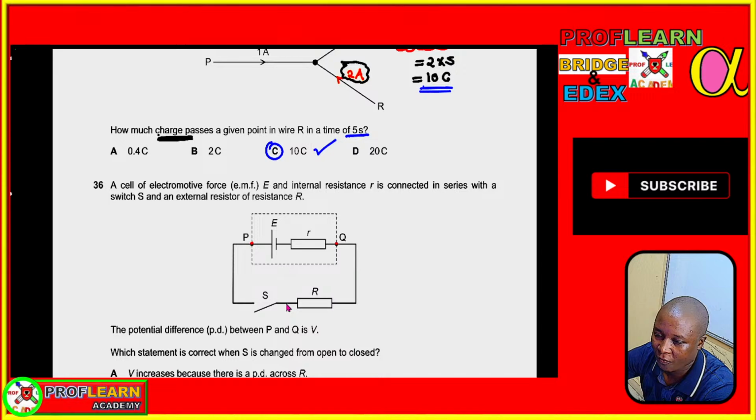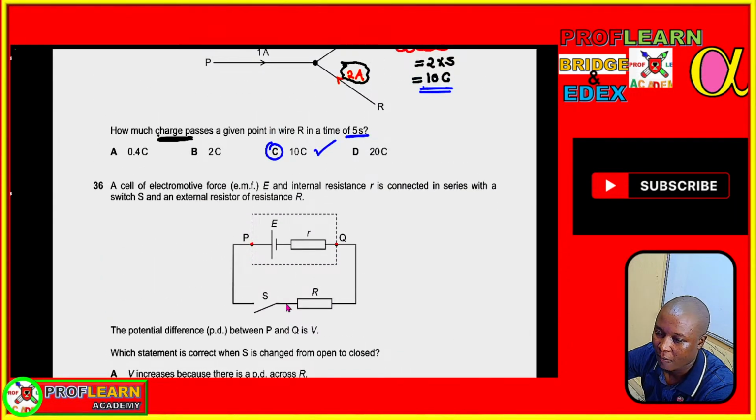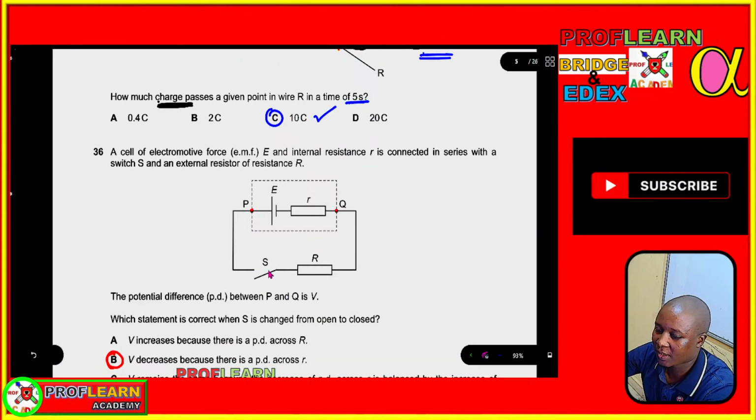Question number 36: a cell of electromotive force, EMF, E, and internal resistance r is connected in series with switch S and external resistor R. In this case, the switch is open. The potential difference between P and Q is V. Which statement is correct when the switch goes from open to closed?